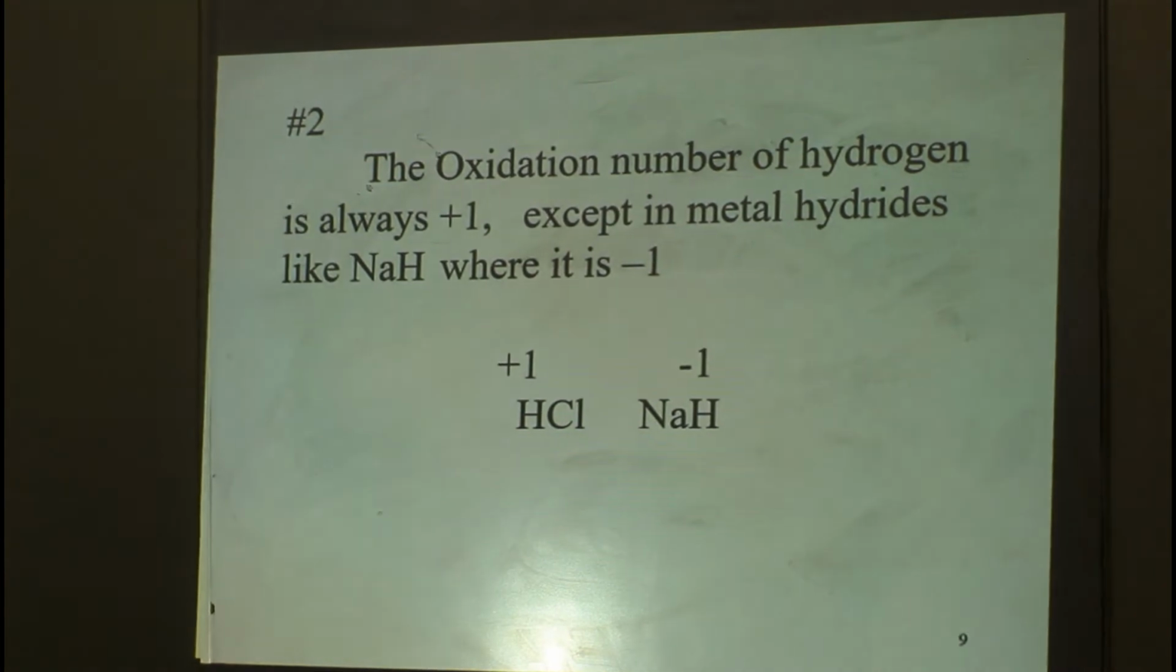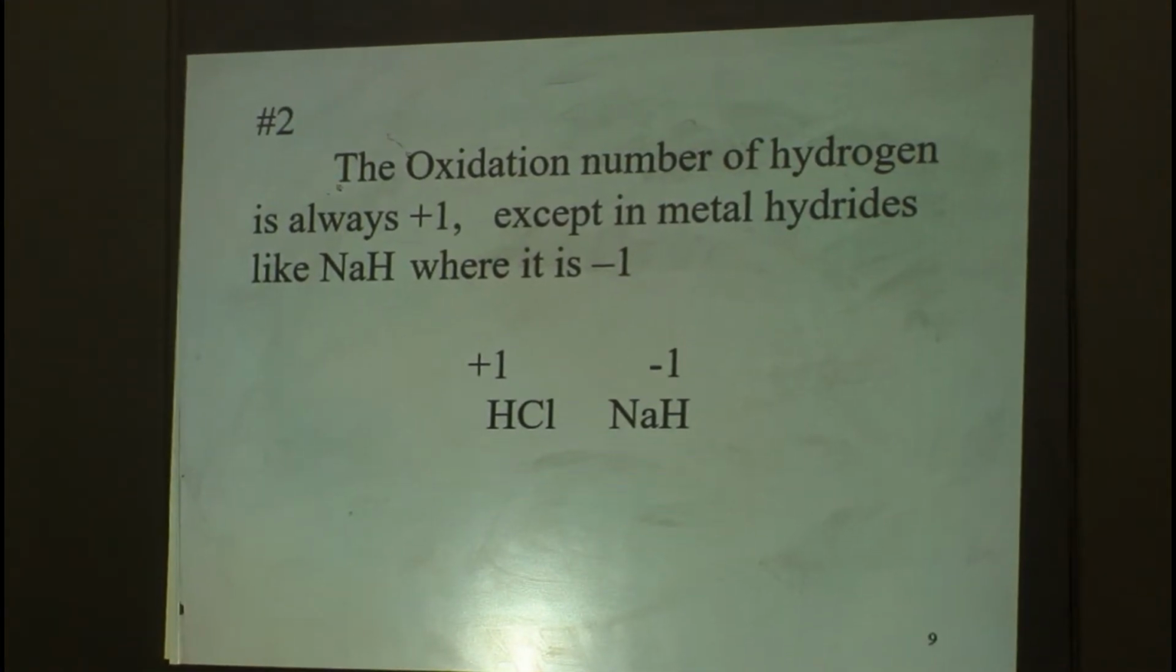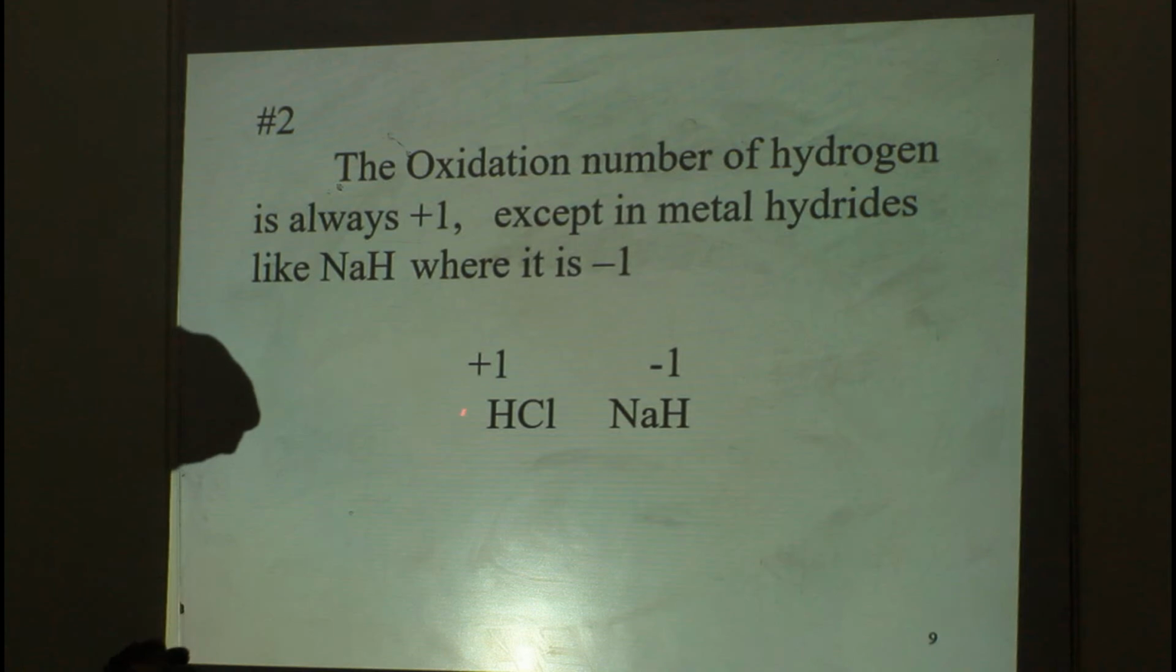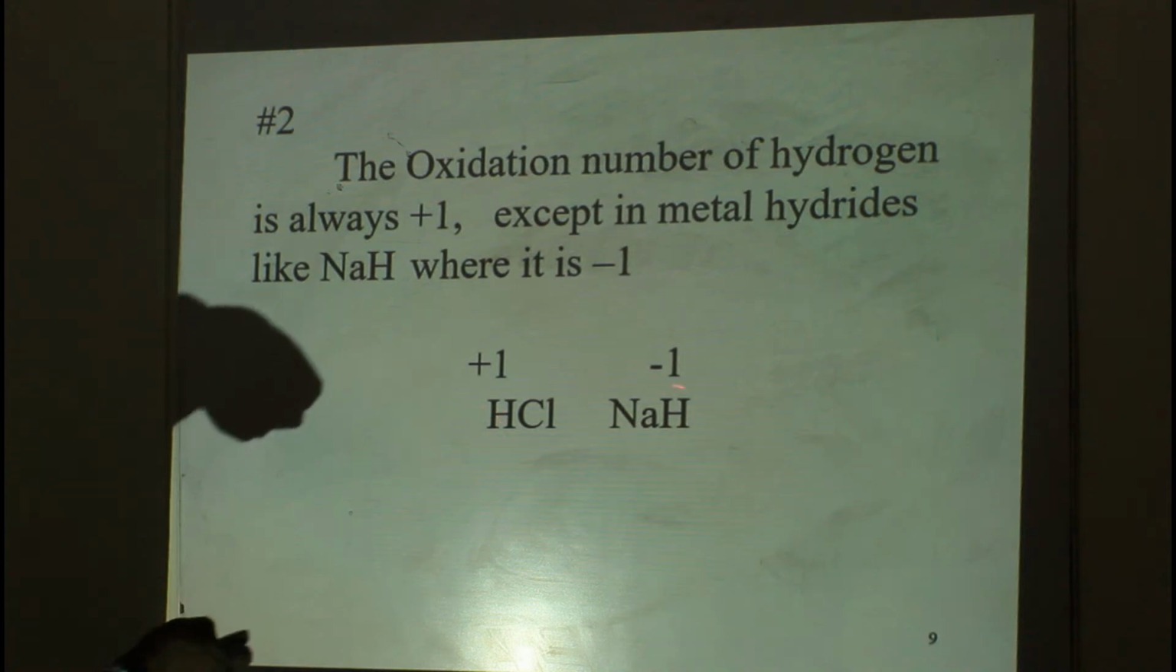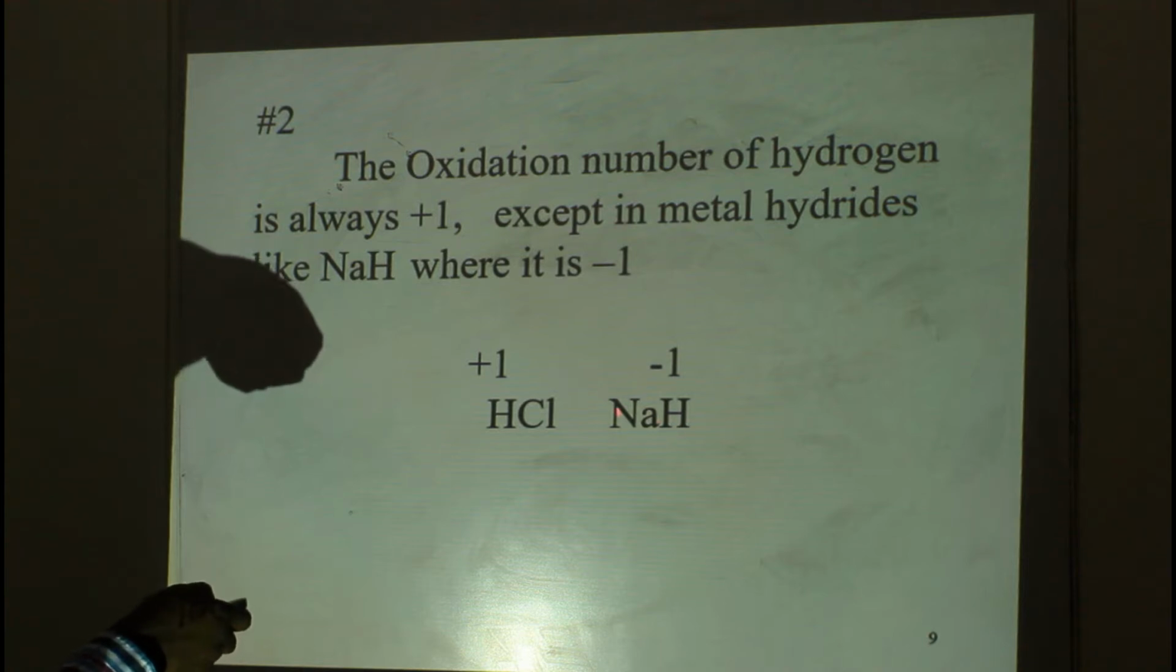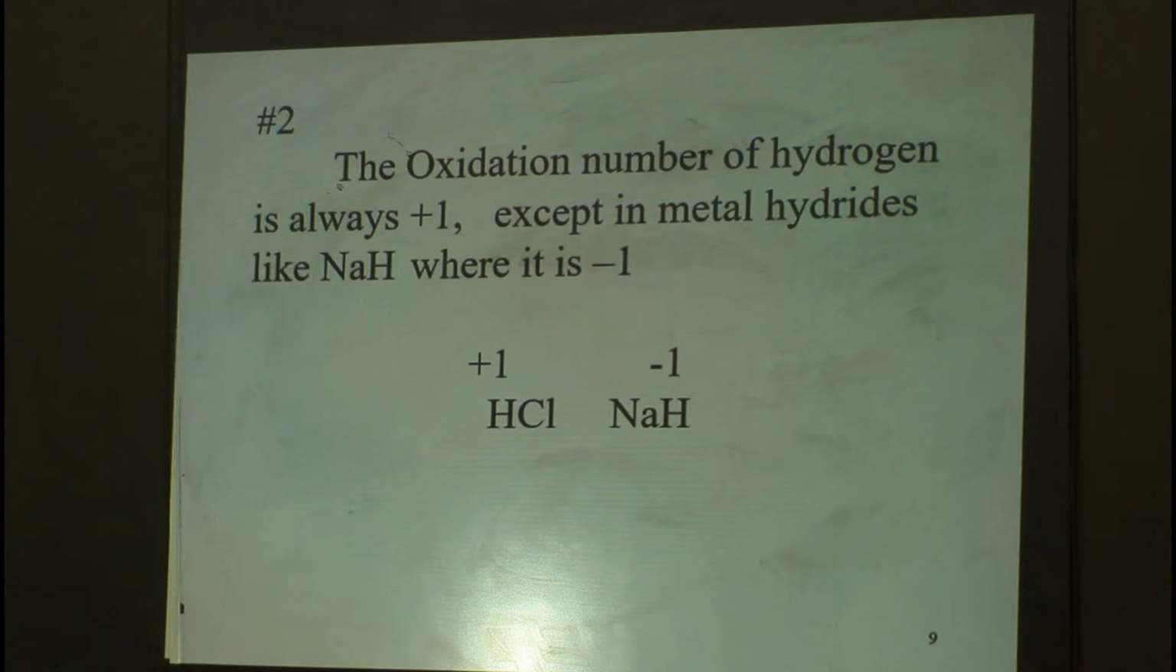Now let's look at an example of rule number 2. The oxidation number of this hydrogen is +1. But here it is -1 because it has combined with a metal to form a metallic hydride. So this is a metal and this is hydrogen, you say metallic hydride. So in this case, the state is -1. Apart from that, hydrogen found in any compound is always +1.